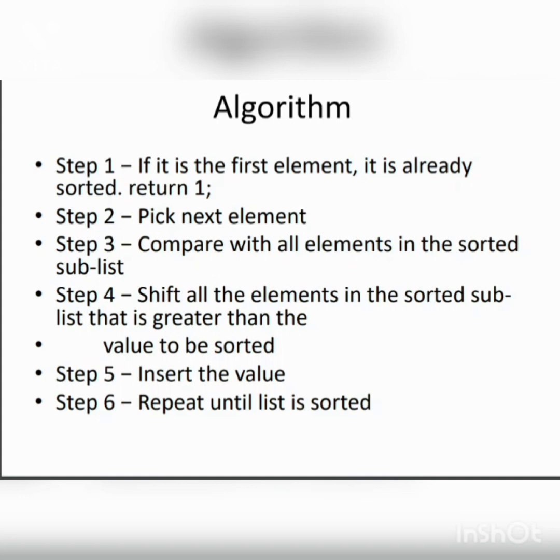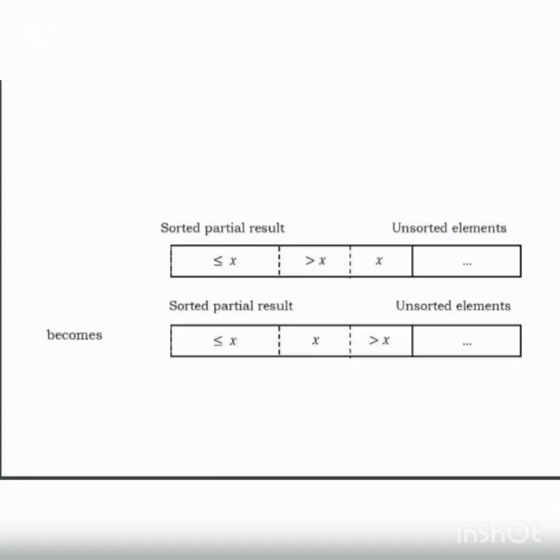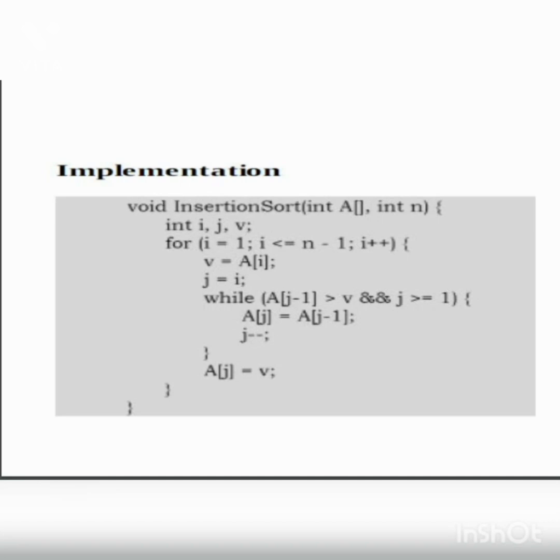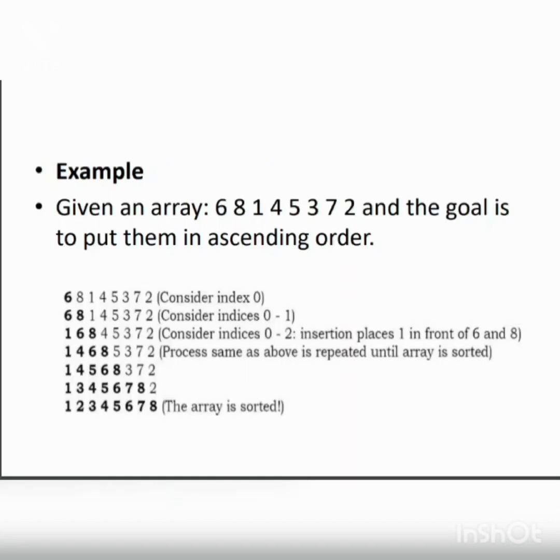Next will be the representation of this insertion sort. The first box represents the unsorted elements, in the given unsorted order. The second box is the sorted elements, with the x in the middle, the lesser elements on the left side and the greater elements on the right side. As you see, the implementation will be taught later. So for the example, given an array 6 8 1 4 5 3 7 2, our goal is to put them in ascending order.